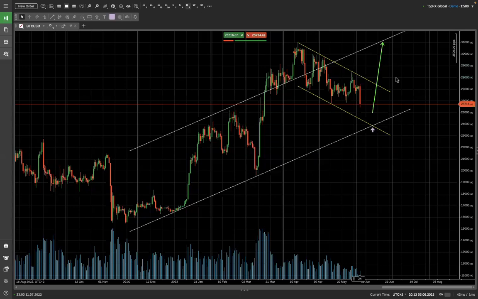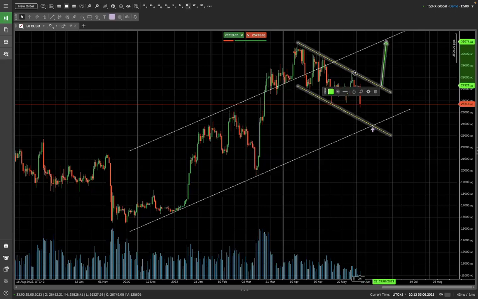Yeah. So when the market eventually breaks above this channel line, the upper channel line of the smaller channel, the chances for the movement to the upside are quite high.